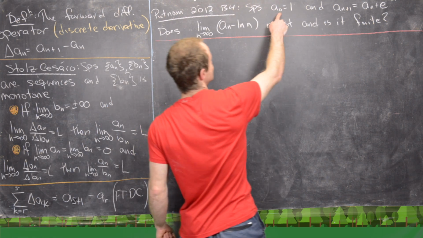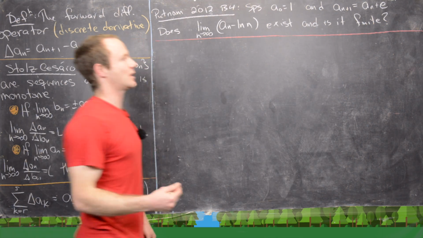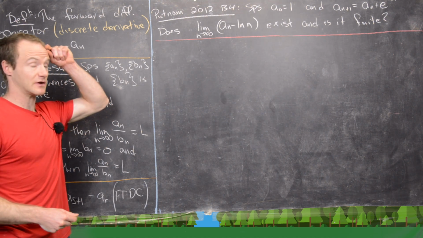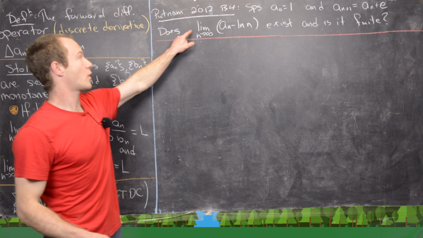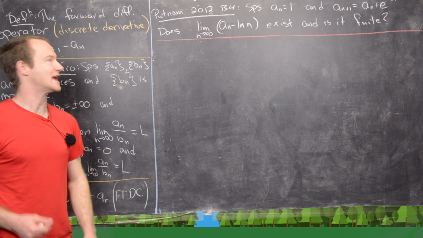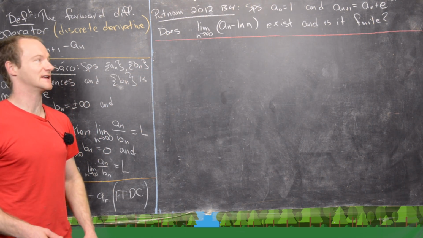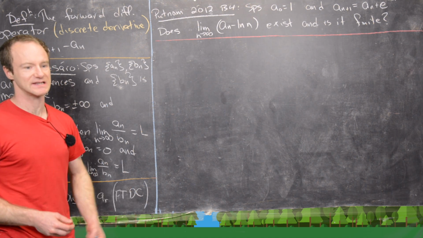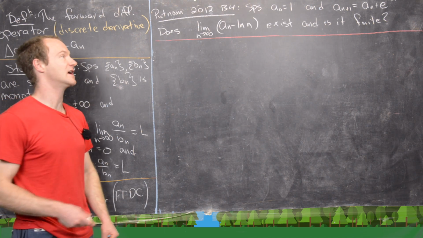We suppose that a_0 is 1 and a_{n+1} is a_n plus e to the minus a_n for all n bigger than or equal to 0. And the question is, does the limit as n goes to infinity of a_n minus natural log of n exist, and is it finite? And we'll actually show that yes, it exists, it's finite, and we will find the value as well.